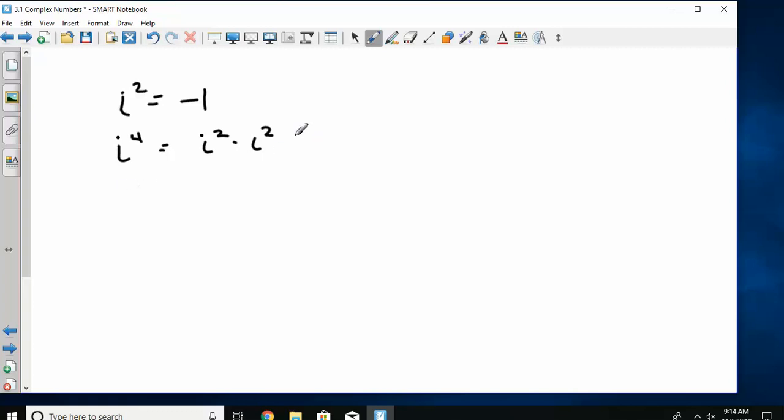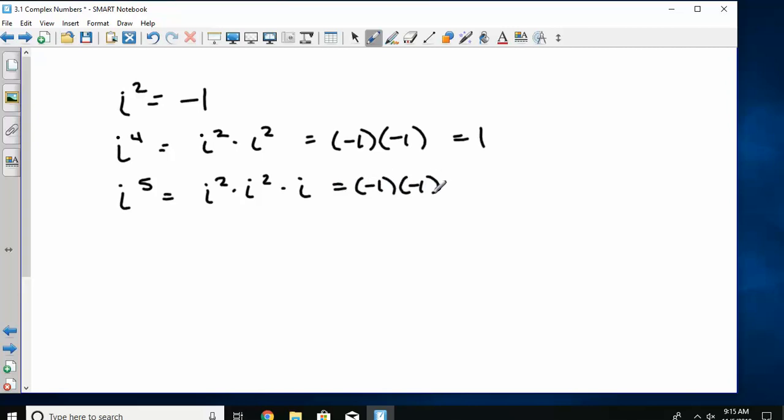If I gave you i to the 5th, you could break them into i squareds, but then you still have one more i. So you have the negative 1 times the negative 1 times an i, which is, negative 1 times negative 1 would be positive 1. So it would just be i, wouldn't it? 1 times i.